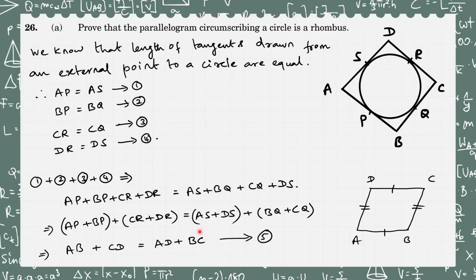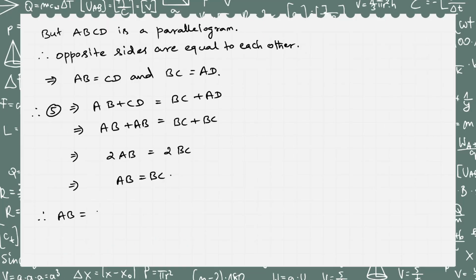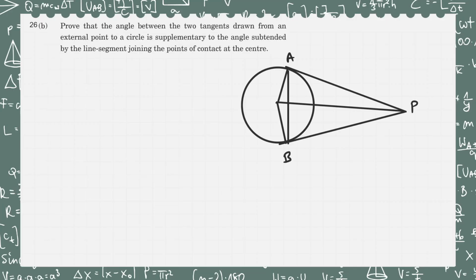So that is the conclusion we are going to write now. AB equal to CD equal to BC, and BC and AD are equal. So all the four sides will become equal to each other. Therefore, ABCD is a rhombus. That is what we need to prove, right? And we are done with the proof. Now let us move on to the next sum.